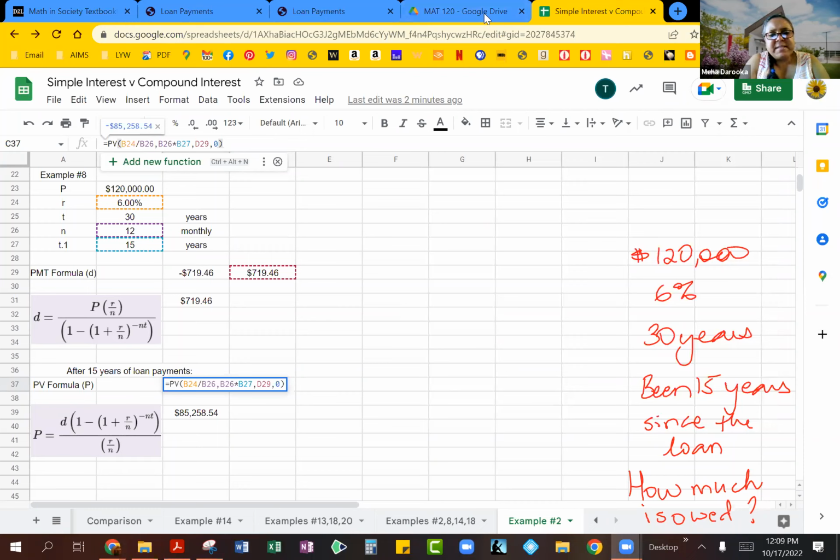Okay, so remember, this is where you're using the PV formula. Since we're doing this after you've made the 15 years of payments and you have the 15 years remaining, this is where you are using the 15 years for the T value. So I wonder if you made that change or not. Sabrina, what am I looking at in the screenshot you sent me?